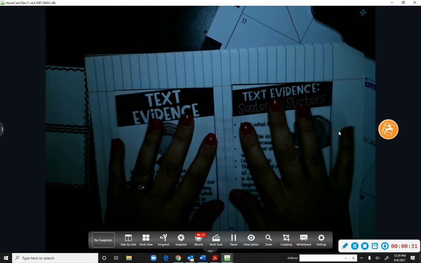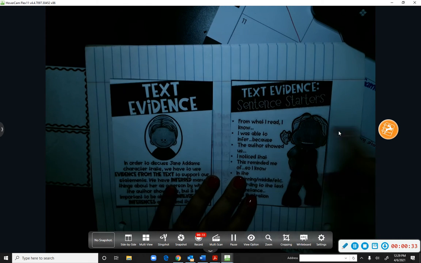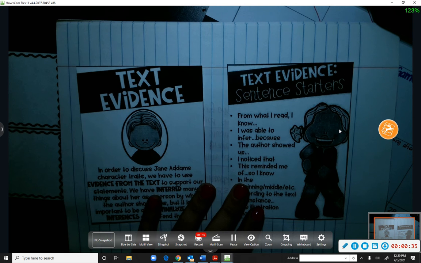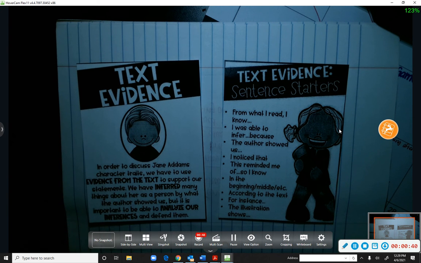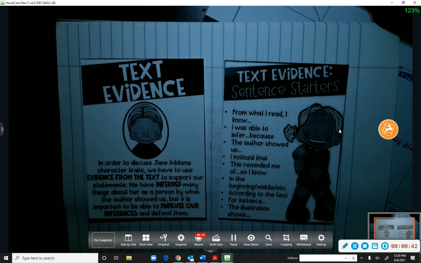So we have two things we're going to glue in. Those of you at home, you can just jot down a couple of notes about text evidence starters, because that's new. We have not added that. Okay? So first thing, text evidence has to do with providing support for why you think people are that way.